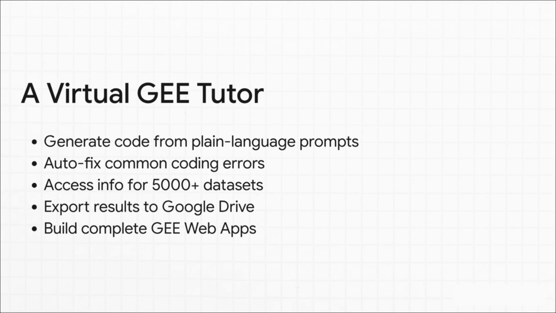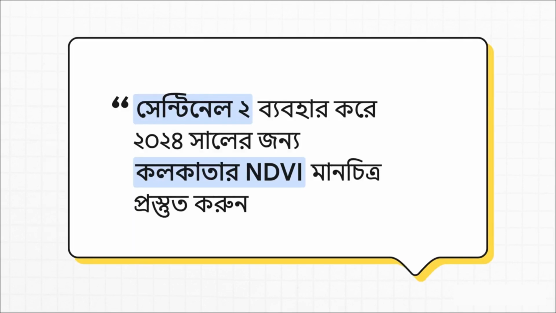Let's take a look. The best way to think about it is like having a virtual tutor sitting right next to you. I mean, yeah, it generates new code, obviously, but it also has an auto error fix button for when things go wrong. It can give you information on over 5,000 different data sets, help you export your maps and charts for a paper, and get this, it can even build entire interactive web apps for you.